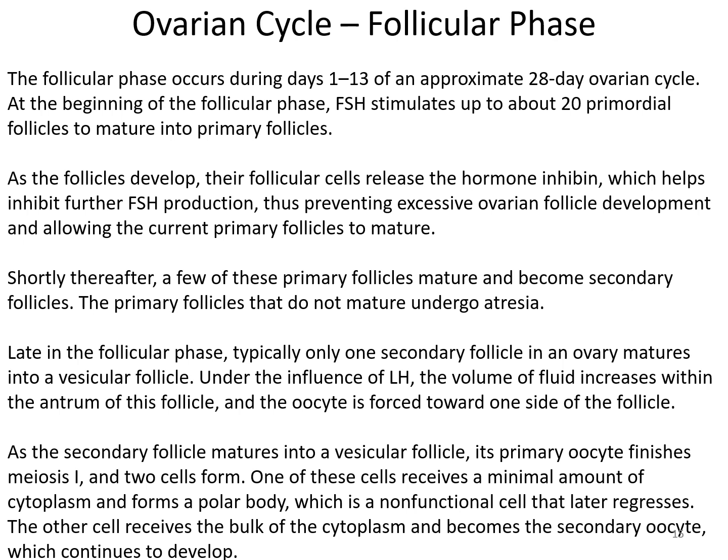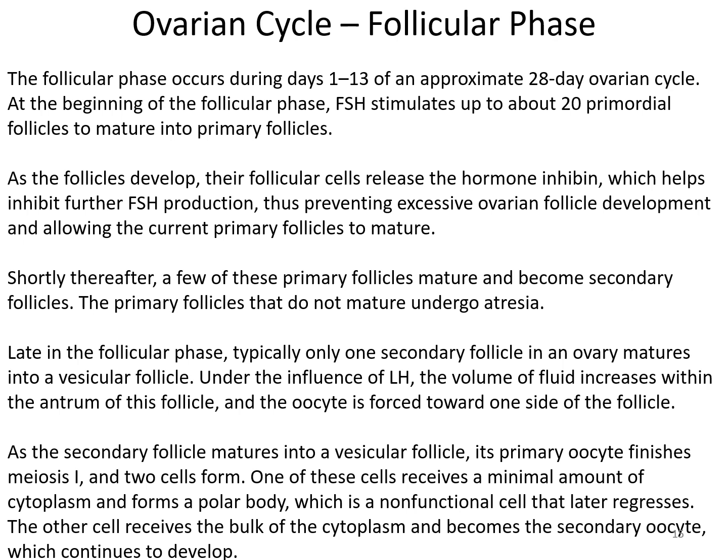Okay, and as a result of all that fluid buildup, it shoves the oocyte over to one side of the follicle. As the secondary follicle matures into the vesicular follicle, the primary oocyte finishes meiosis 1. It forms 2 cells, but one of those cells only receives a very minimal amount of cytoplasm, and it forms what's called a polar body, which is a non-functional cell, so it later basically dies off and regresses.